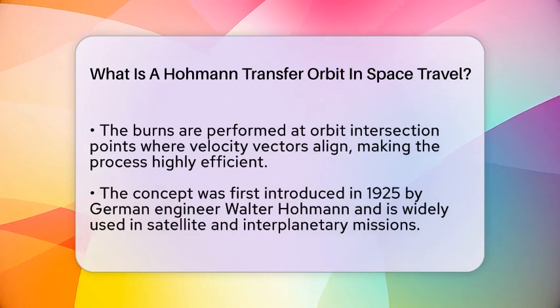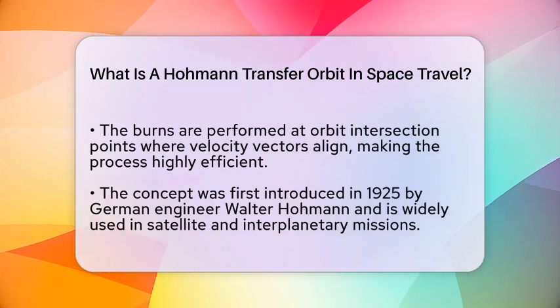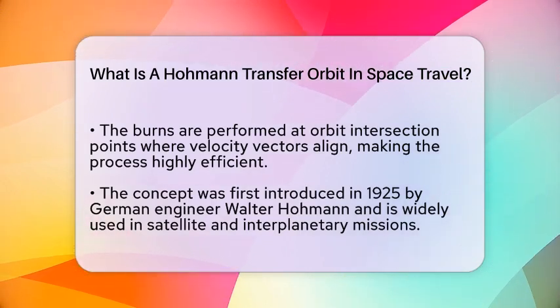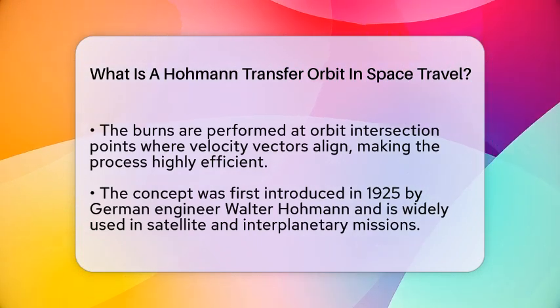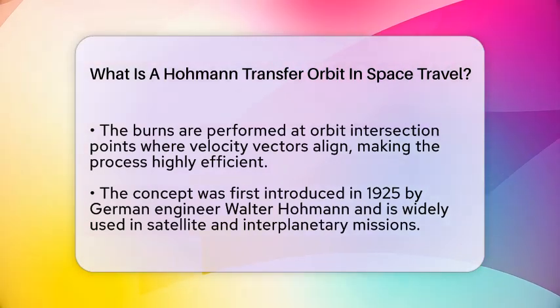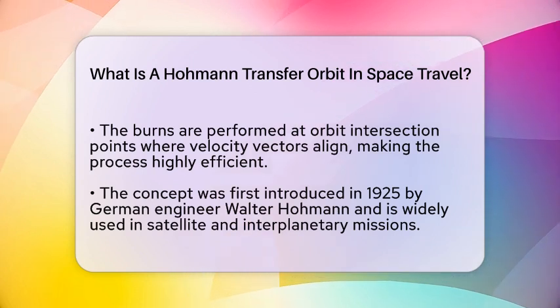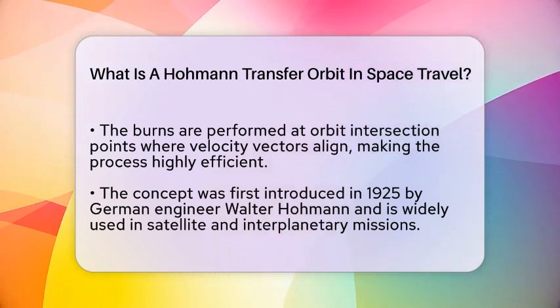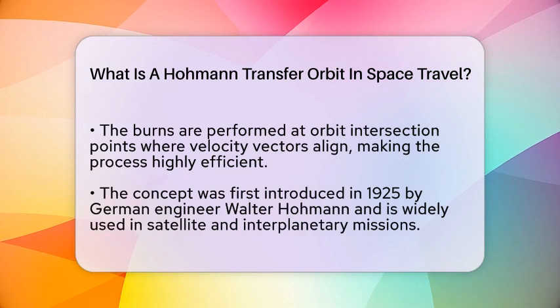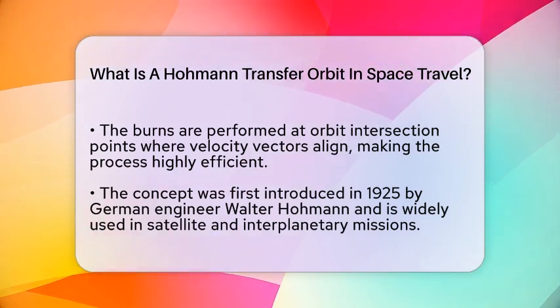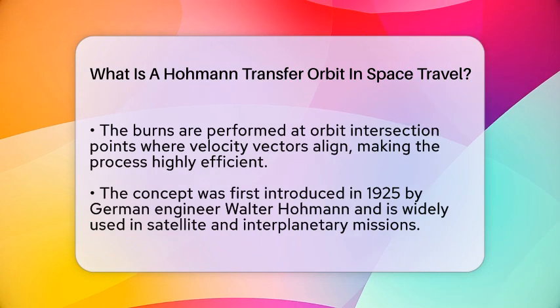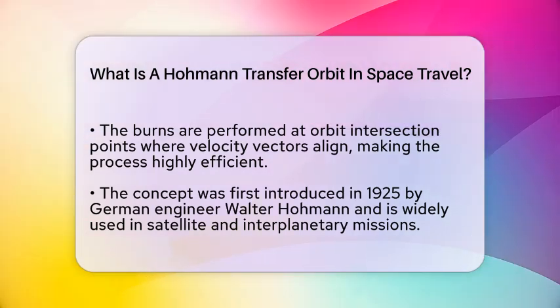The idea was first described in 1925 by Walter Hohmann, a German engineer. Since then, it has become a key technique in satellite operations and interplanetary missions. For example, India used a Hohmann transfer orbit to send its Mars orbiter from Earth to Mars, saving fuel and reducing costs. When traveling between planets, timing is everything.